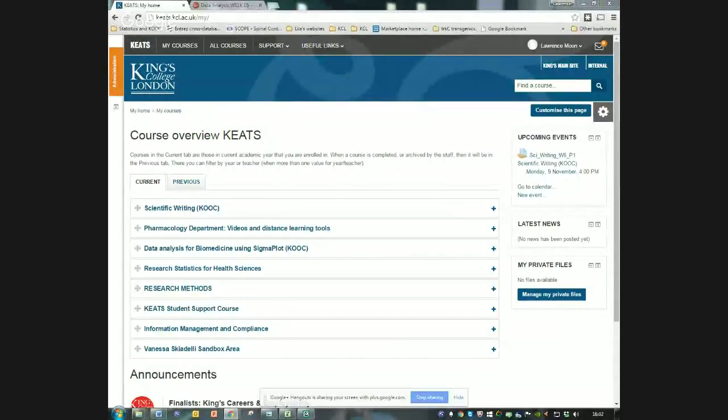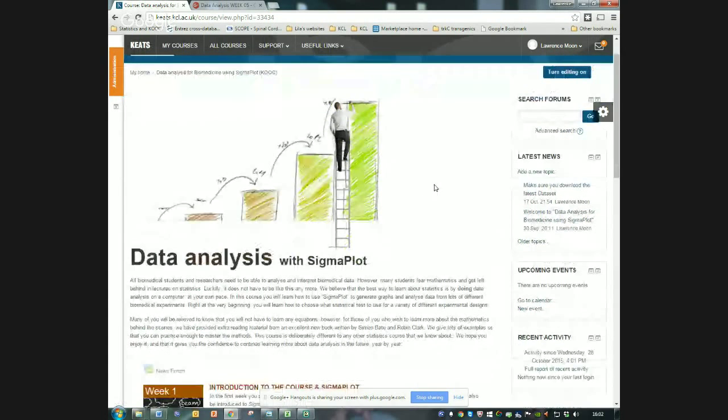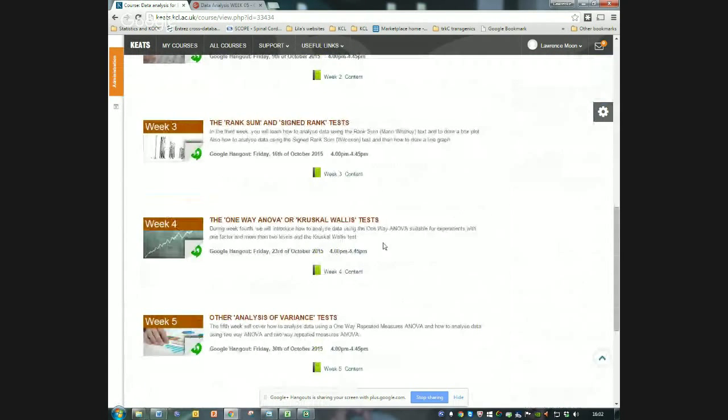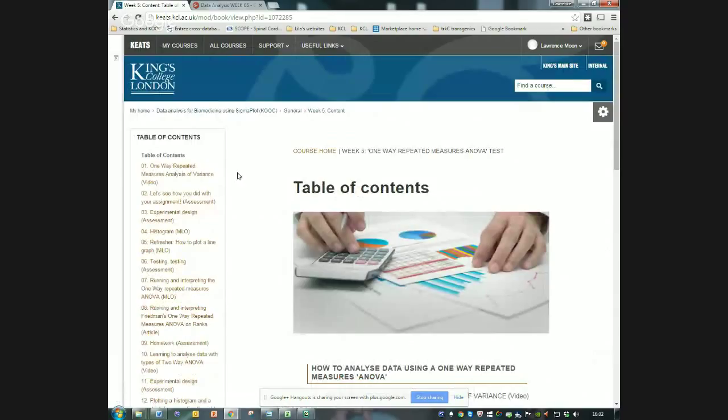Okay, that's much better. When you land in Keats, what you're looking for is data analysis for biomedicine using SigmaPlot, and you double click there and you get the landing page. If you scroll down, you'll get to week 5, which is where we're at, which is the other analysis of variance tests. This will include the two-way ANOVA, the two-way repeated measures ANOVA, and then the one-way repeated measures ANOVA. Click there to go through the content, and this is your table of contents.